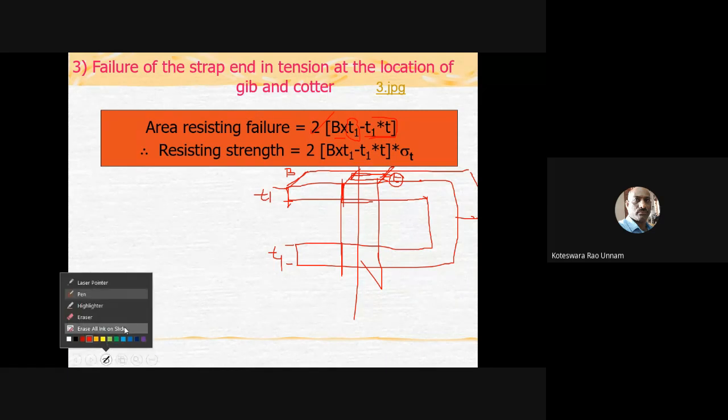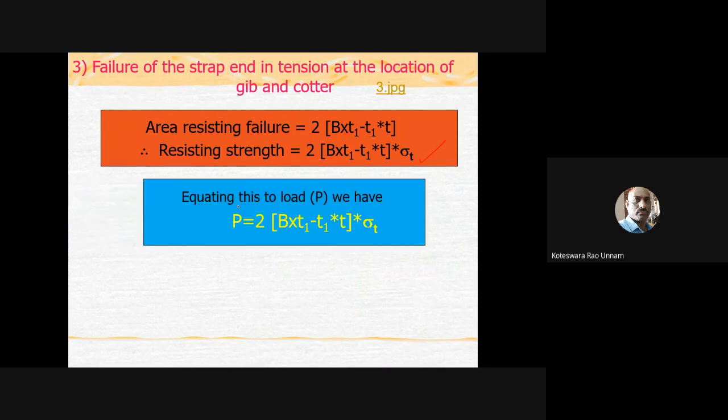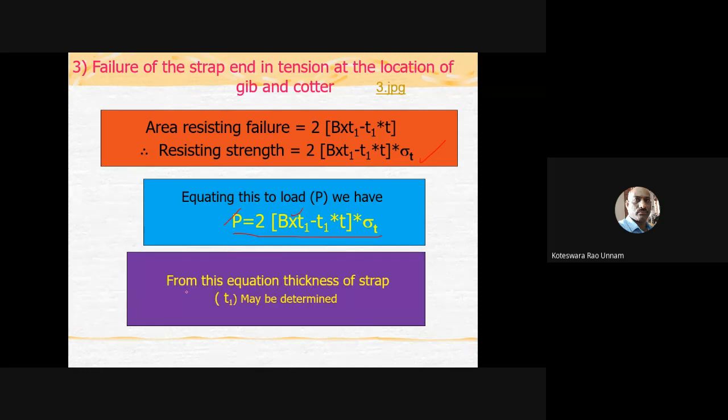Then if you multiply that by sigma t, you will get the resisting strength. That should be equal to your applied load. So if you equate this to P, you will get your dimension B1. Once you got B1, then you have got all the dimensions for that strap.